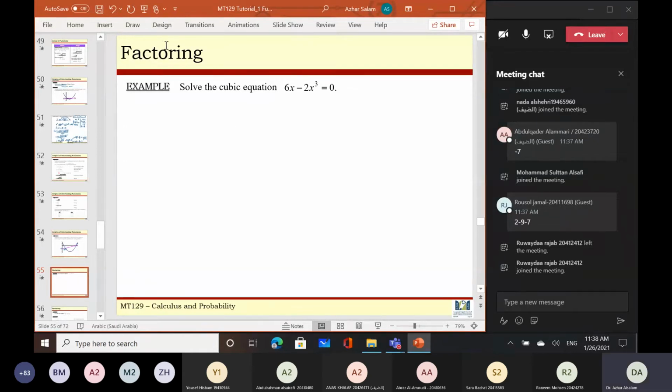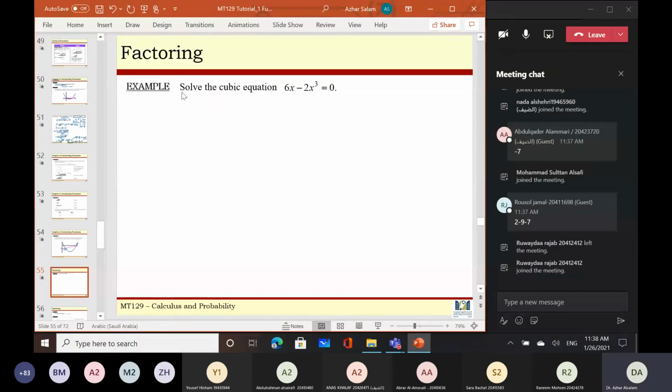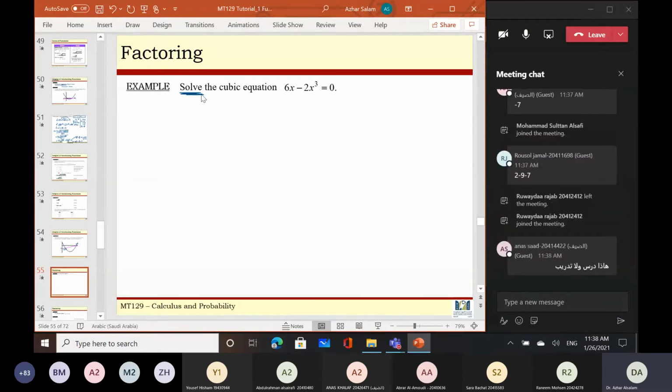Now, more applications on factoring. I will use factoring to solve. What's the meaning of solve? Solve means find the solution. Solve the cubic equation. Cubic means third degree. I have here a cubic equation 6x minus 2x cubed equal to 0. Note here that I don't have a constant term.